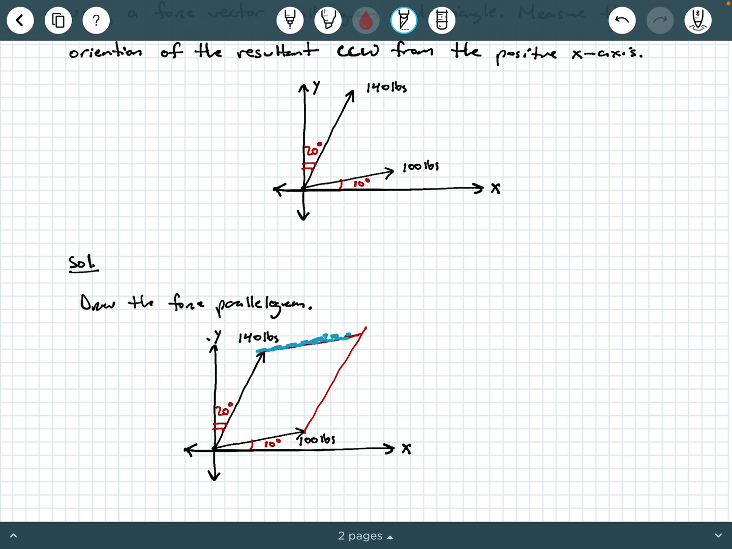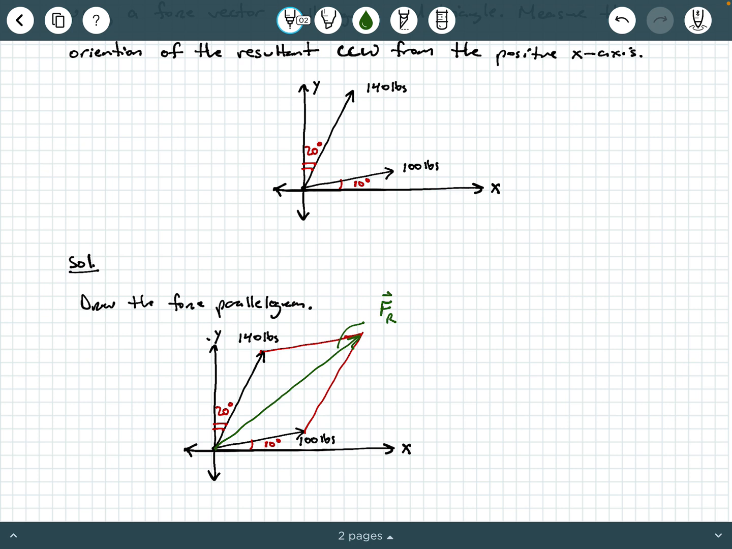I have a line parallel to the 100 pound vector, and I have another line parallel to the 140 pound vector. And then I'm going to extend a new vector, which is the resultant vector, from the tail intersection of my two given vectors to the opposite vertex here. And this right here is my resultant force vector. Again, we went through the background information of this in a previous video.